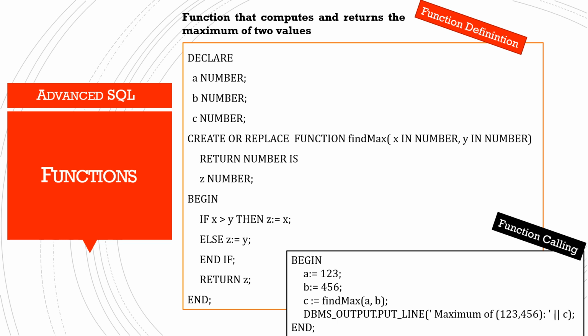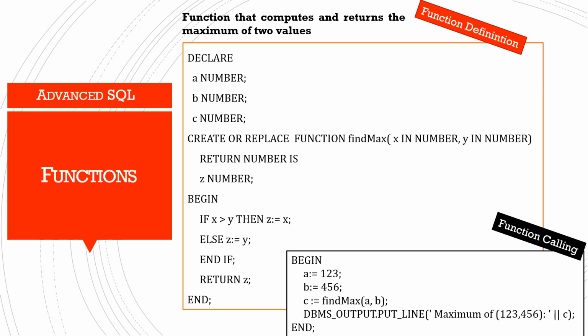The scope of the variable z is within the subprogram only. So z number is defined. Then we start with the begin keyword. Among the two parameters we specified, x and y, we are going to find out the maximum among x and y.